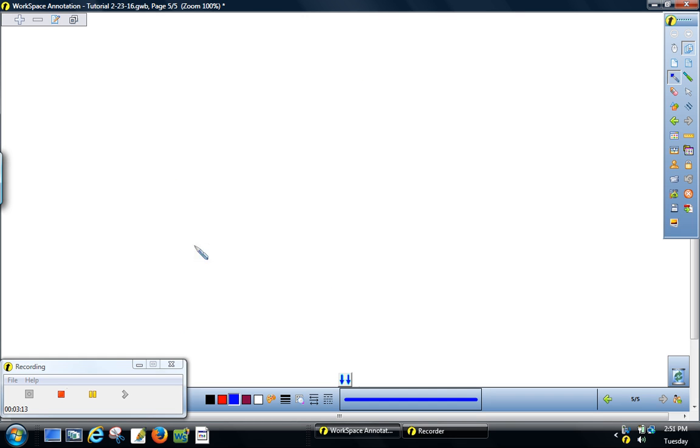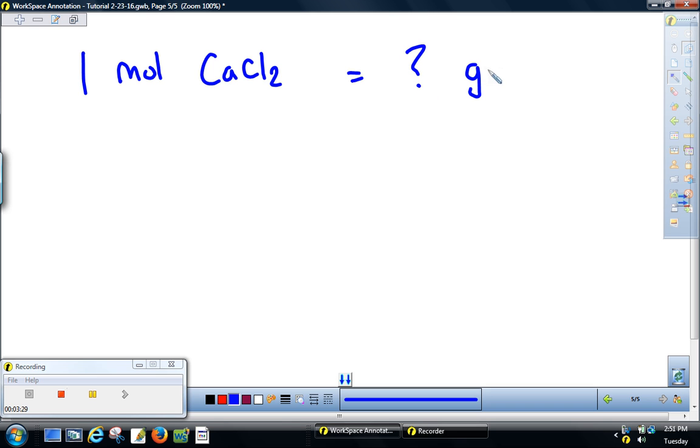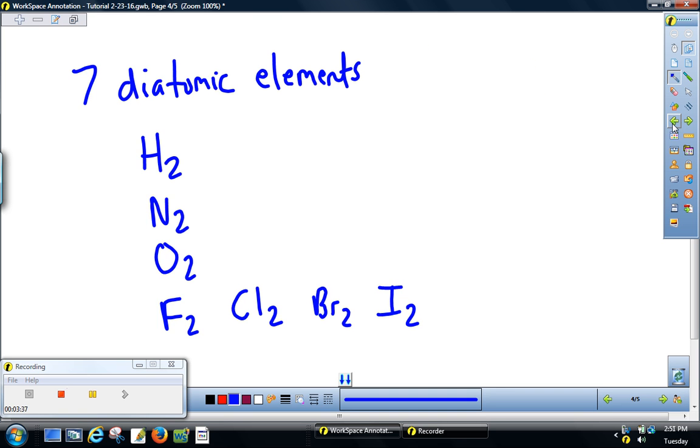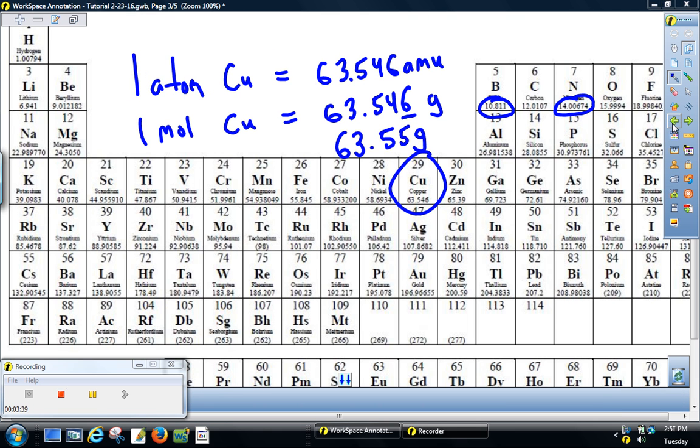So the next step in our process here is, well, if we have 1 mole of copper, it weighs 63.55 grams. What happens if we have 1 mole of a compound? Let's say we have 1 mole of calcium chloride. How much would it weigh? How many grams would it weigh? How much would you have to weigh out to have a mole, or 6.02 times 10 to the 23rd formula units? So remember, ionic compounds, metal and nonmetals, form crystals. The simplest ratio of ions in a crystal is called the formula unit.